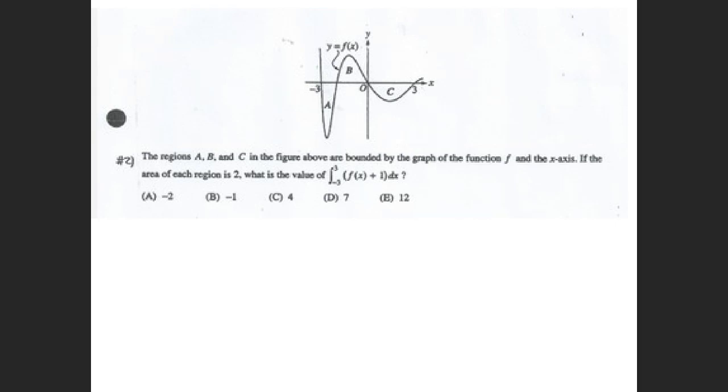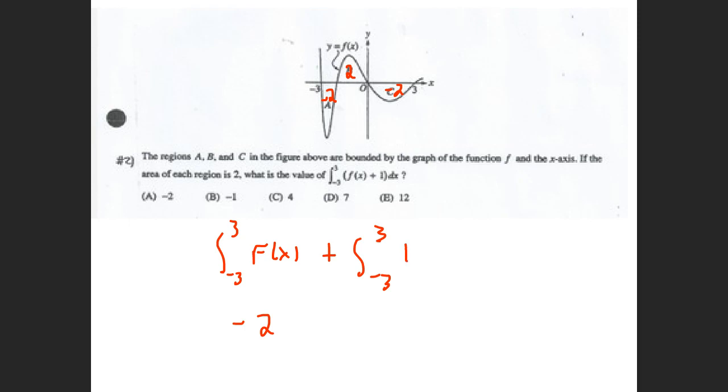Stuck. Okay, so they tell us that all of the areas are going to be 2, right? So they're trying to trick you in the first place, because you got to know that this would be a -2. It's +2, -2. So now I'm going to rewrite this integral. Integral from -3 to 3 of f of x. Well, that one you should be able to look at and tell me what the answer is. -2 plus 2 plus -2, that's just -2, plus the integral from -3 to 3 of 1.